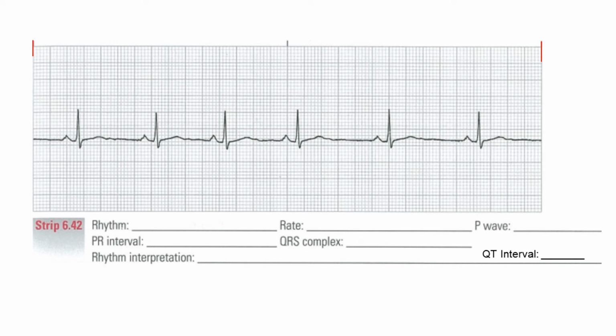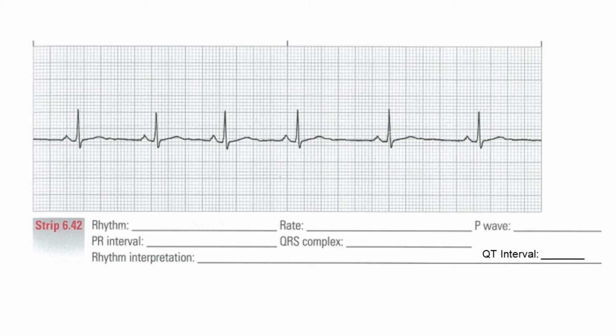Your PR interval, you're going to measure beginning of the P, the beginning of the QRS, and count how many boxes there. It looks like about 3 to 4 boxes, so 0.14 to 0.16. Your QRS, you have an S wave, so don't forget to add that, so it looks like about 2 boxes there. This S wave is a little bit smaller, so it looks like 1.5 boxes. So your QRS is 0.06 to 0.08. Your QT interval, let me just get rid of some of this stuff.